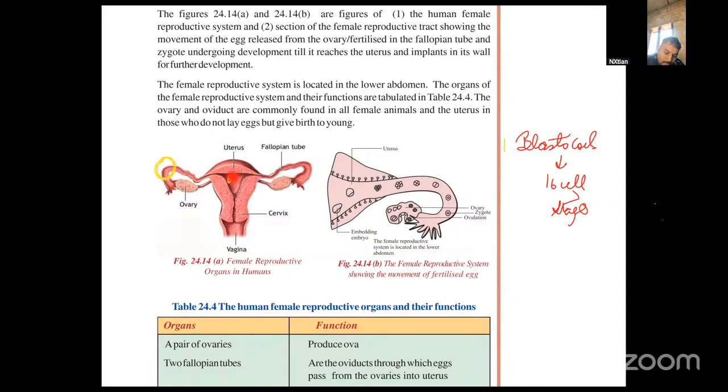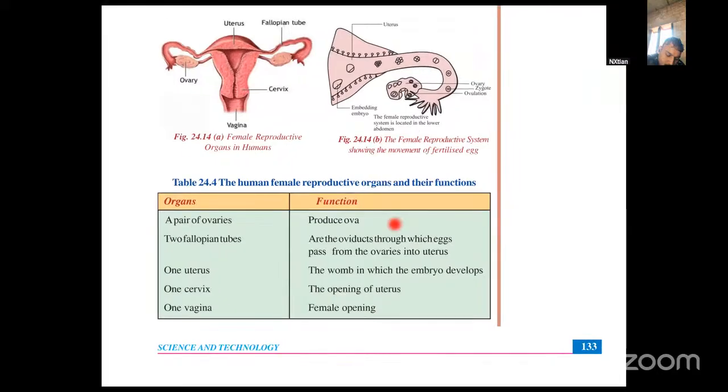Okay. So organs, a pair of ovaries, they produce ova.